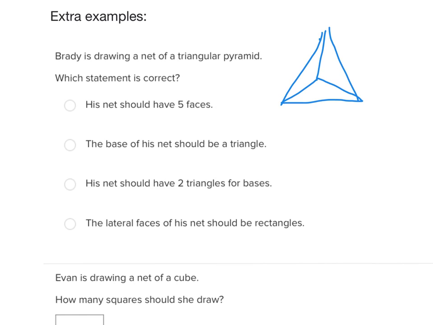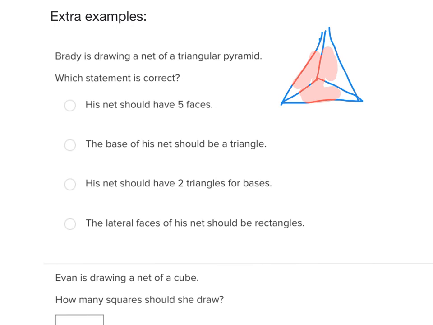Which statement's correct? Well, his net should have 5 faces. His net does not have 5 faces. It has a bottom face, which is a triangle, and then it has 3 faces, one coming off of each of those bottom edges. So one in the back, another one in the back, and then one in the front. So there are 4 faces, not 5.